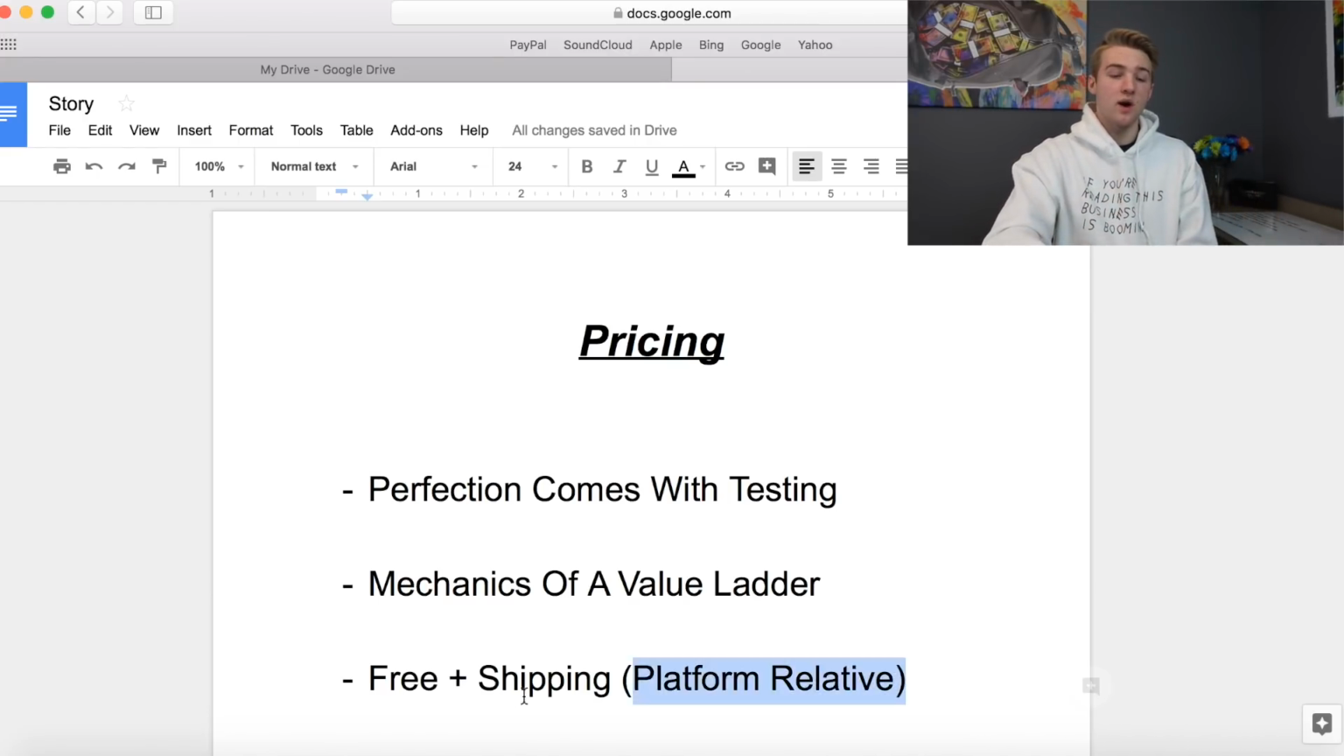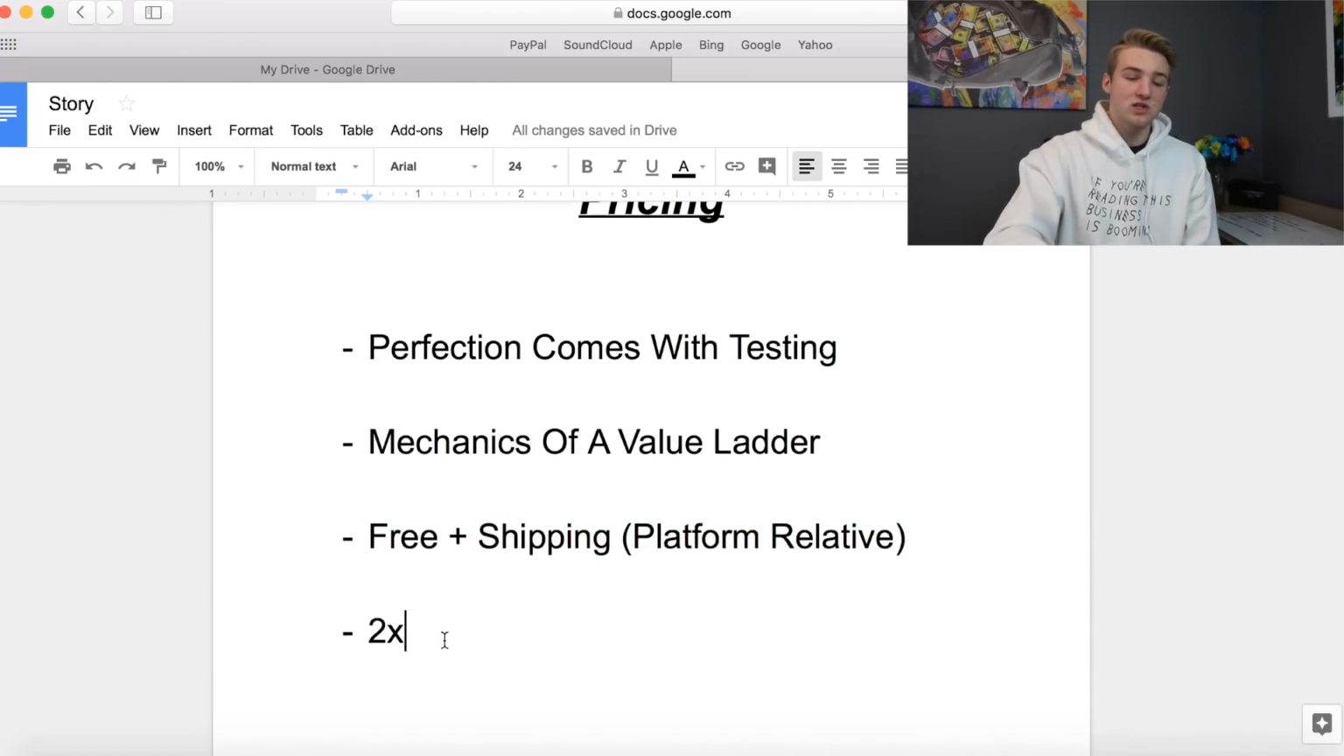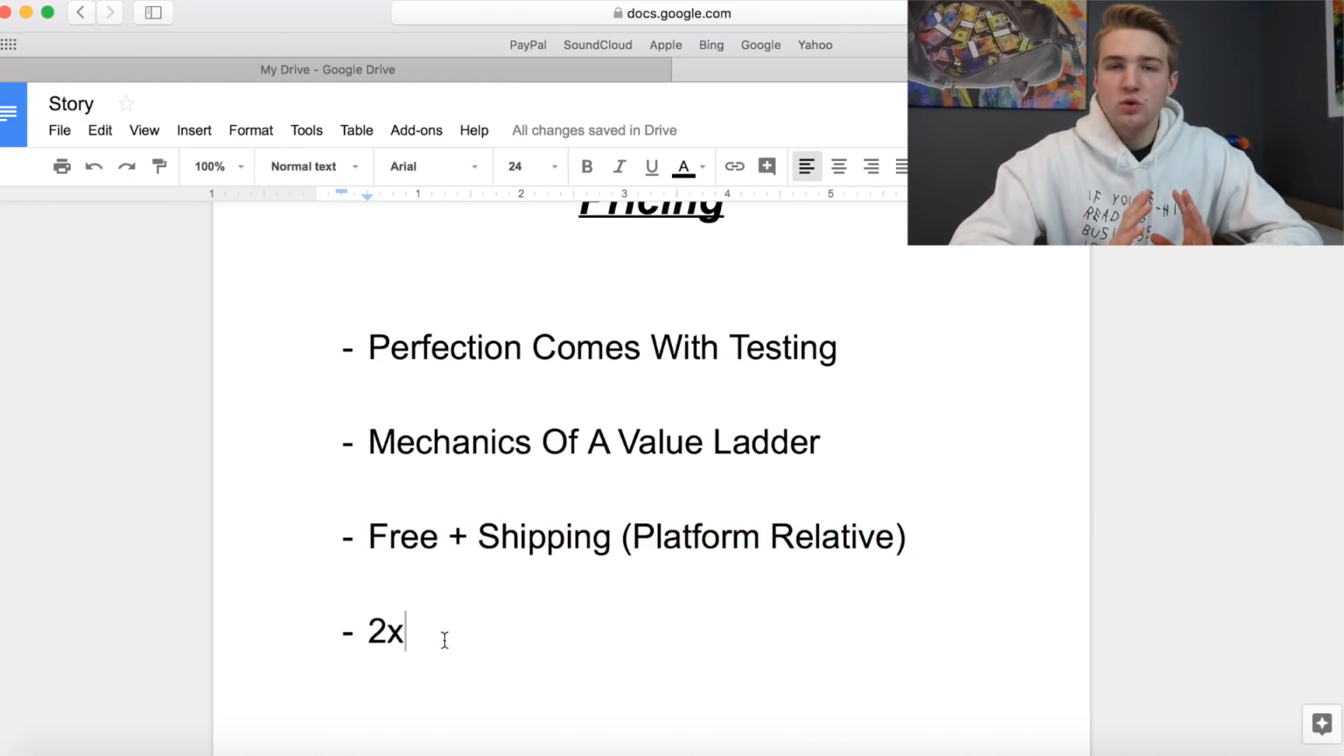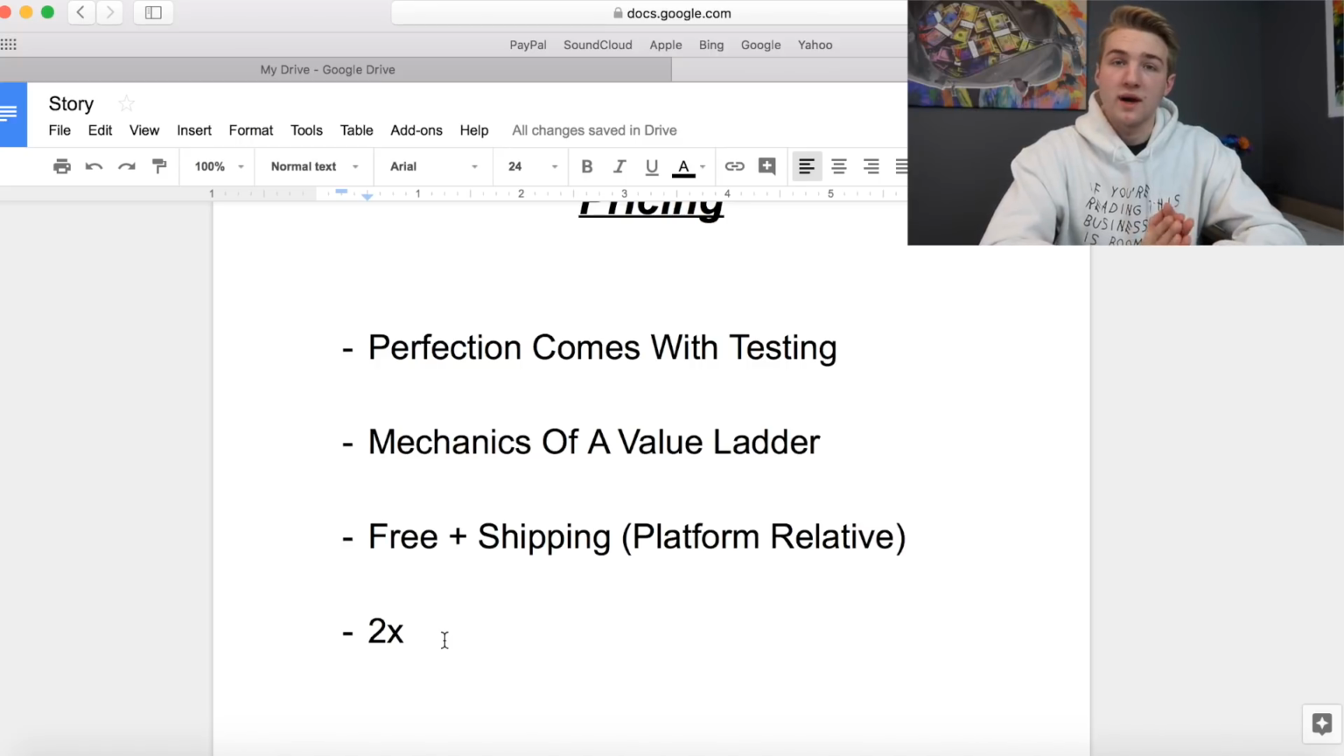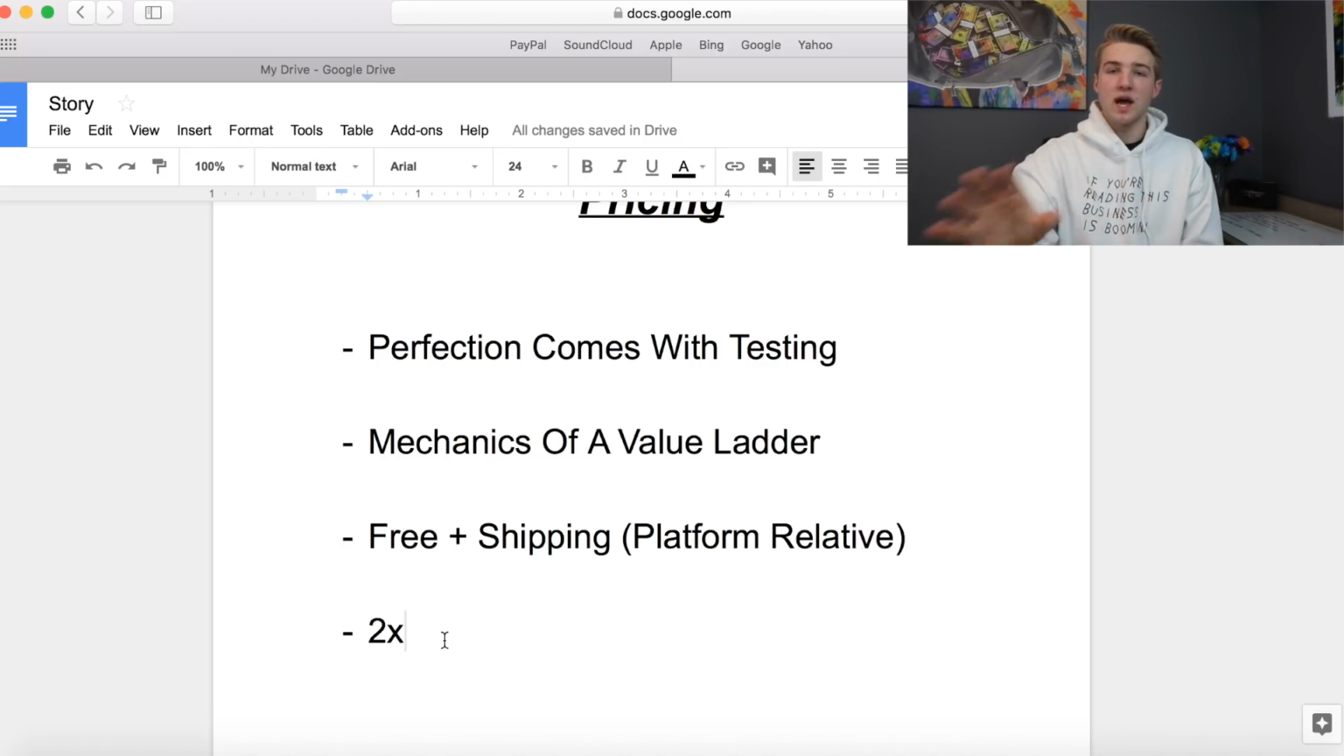Now, this is something I want to talk about when it comes to free plus shipping, and that's 2x. What does this even mean? You don't want your customer to pay twice. I know I've said this before. Two-time payment, that means they pay for the product and for shipping. Look, I really don't care what you do, whether you're doing free plus shipping or retail.